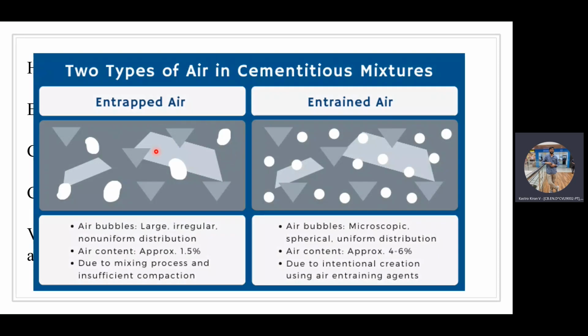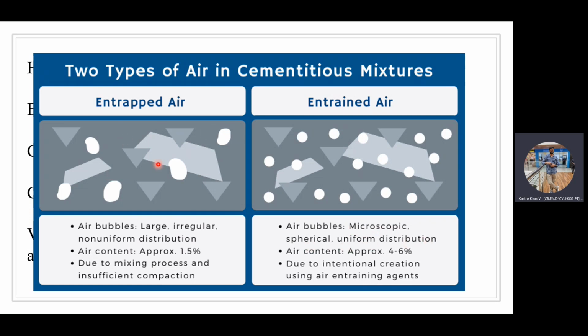Here, if you observe the entrapped air, these are air bubbles which are large, irregular and non-uniformly distributed. It will be distributed non-uniformly. You can see these white color dots are the air bubbles, and here the air content will be approximately 1.5%. Whereas in the entrained air, these are microscopic and spherical in shape, which are having a uniform distribution.